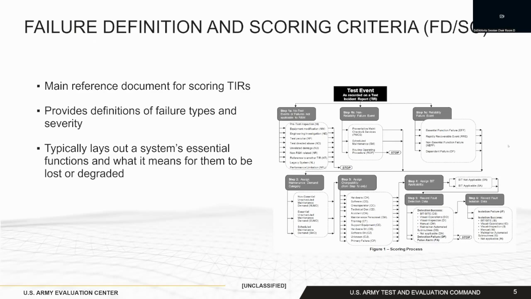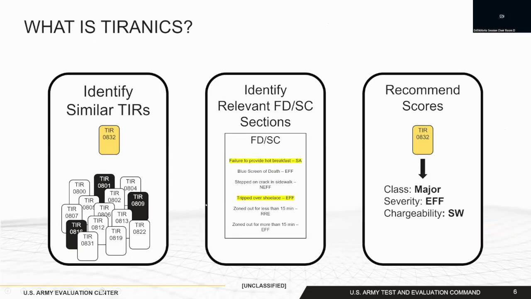And so it can be very difficult, particularly for a new evaluator coming in on a system, to have to dig through this FDSC to find the relevant pieces and parts of it in order to properly score the TIRs. But it is the guidebook, and it is the reference that the evaluators are expected to use for scoring the TIRs. So then, what is Tyrannics itself?